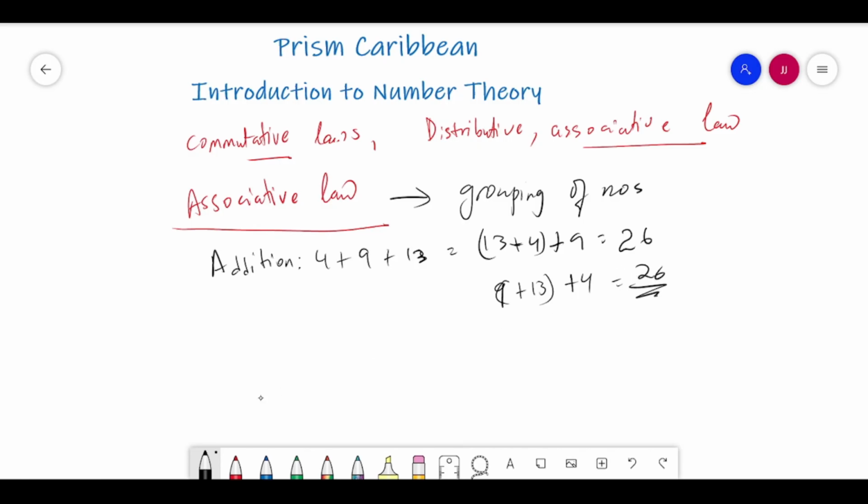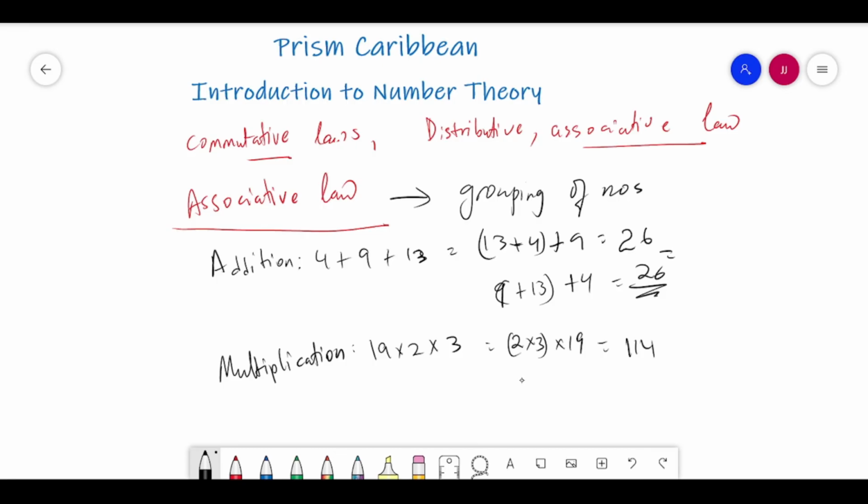Simple enough, right? Let's move on to multiplication. Let's say we are multiplying numbers like 19 by 2 by, let's say, 3. Again, with multiplication in the associative law, it does not matter which 2 you multiply first, and then you multiply the last number. Let's say we multiply 2 by 3 first, and then we multiply by 19. Of course, 2 by 3 is 6, by 19 will give us the answer of 114.